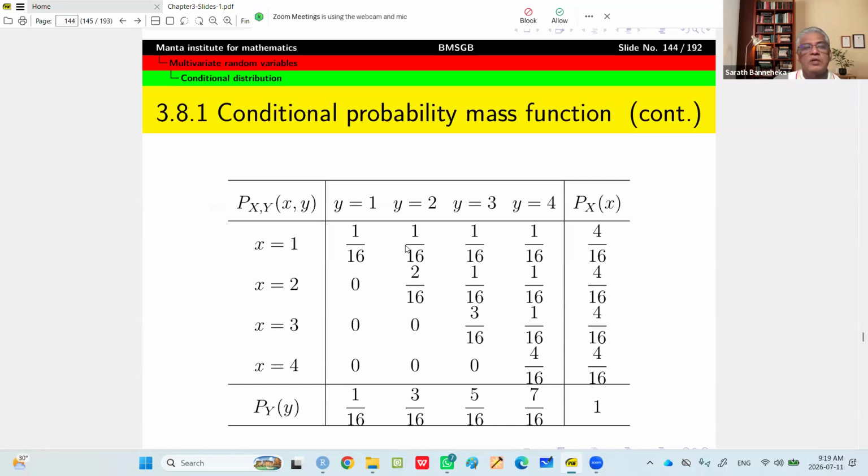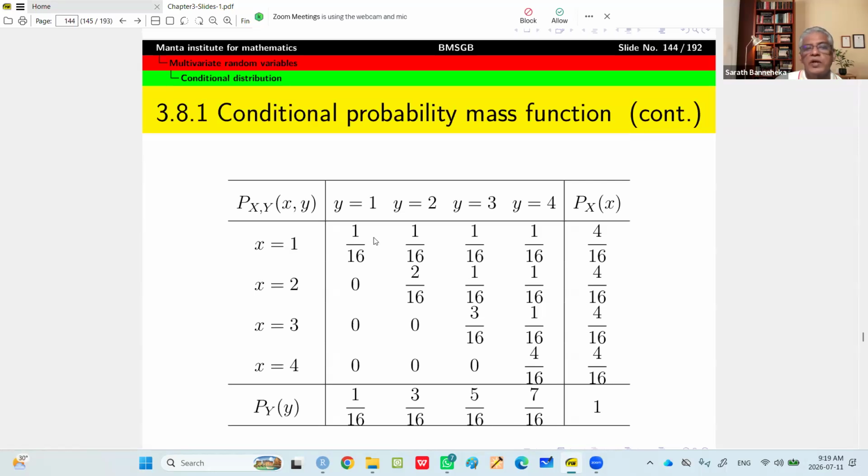So here I have given the joint probability mass function of X and Y. Right? You can easily get these expressions, and thereby you can have the marginal probability mass function of X and the marginal probability mass function of Y. So thereby we can talk about the conditional distribution. For example, we can talk about the conditional distribution of Y given X is equal to 1, right?